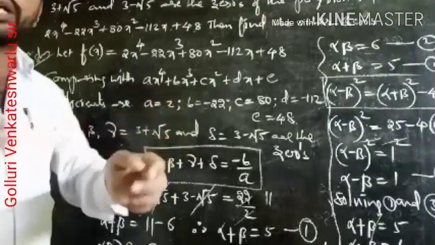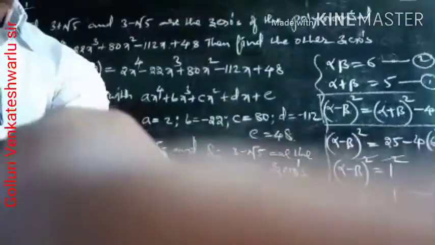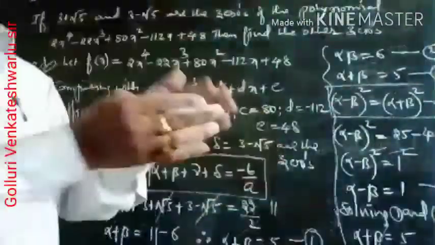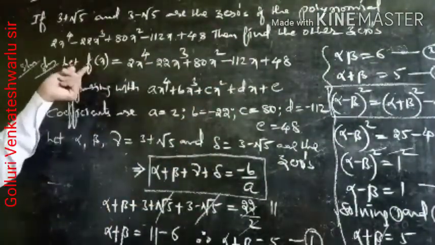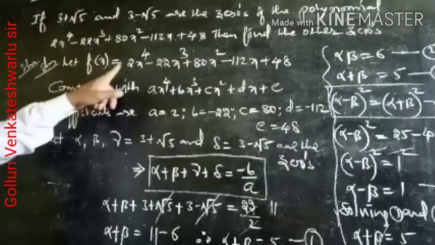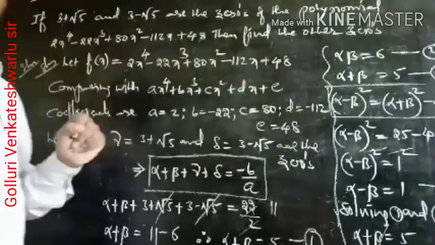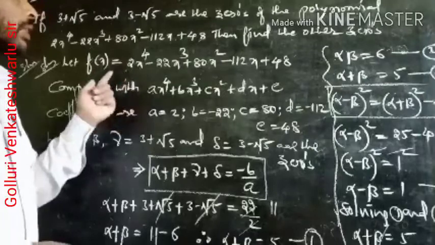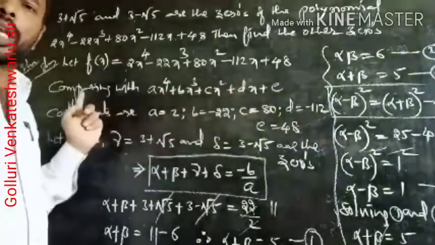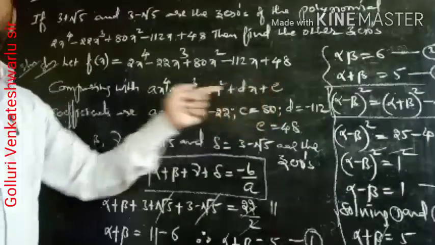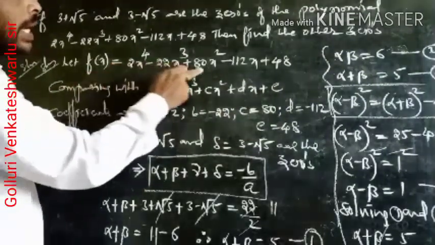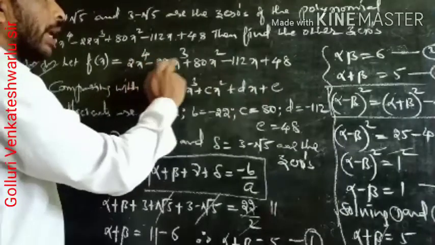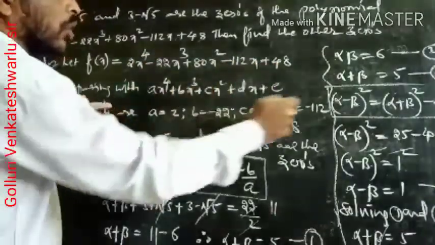Based on the relation between the zeros and coefficients, we need to find the remaining two zeros. So what is given? Let the polynomial be given as f of x equal to this given polynomial. Here it is compared with the standard form of the fourth degree polynomial. Here a, b, c, d, e are taken as the coefficients.